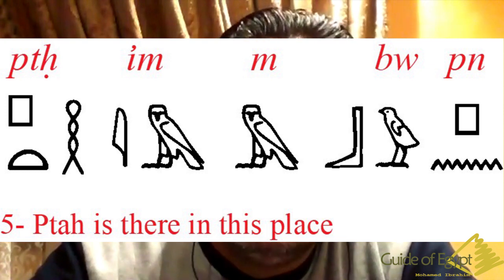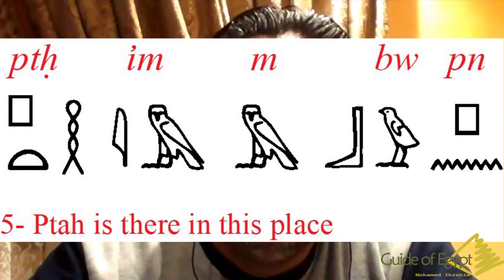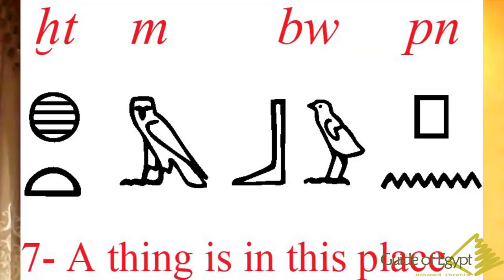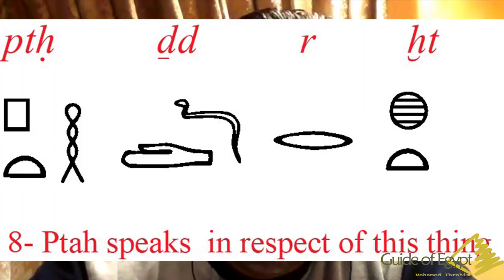Ptah is there in this place. Ptah im imbu bin. Together with another name, Hina Kirin. I think is in this place. Khit em bu bin. Ptah jid. Ptah speaks in respect of the thing. Ptah jid irkhit.